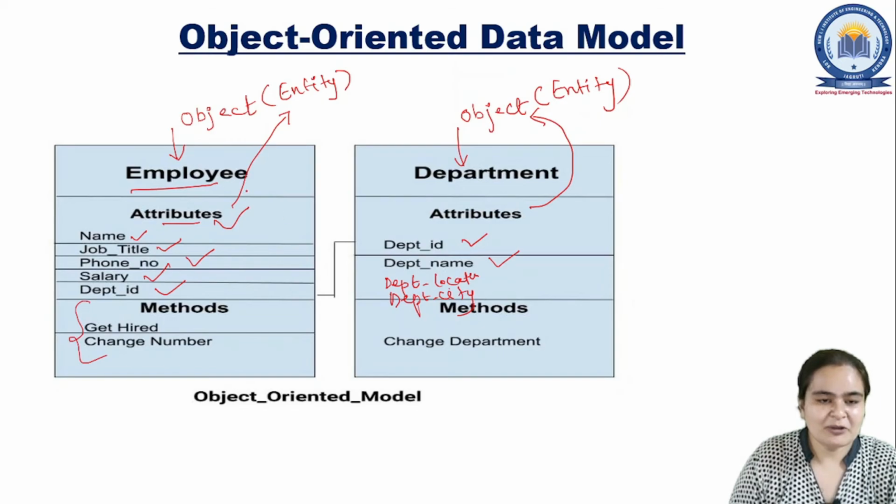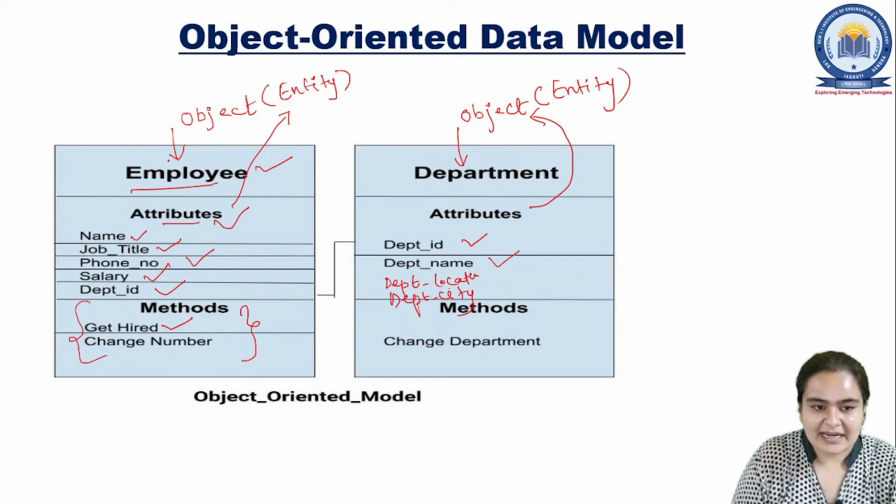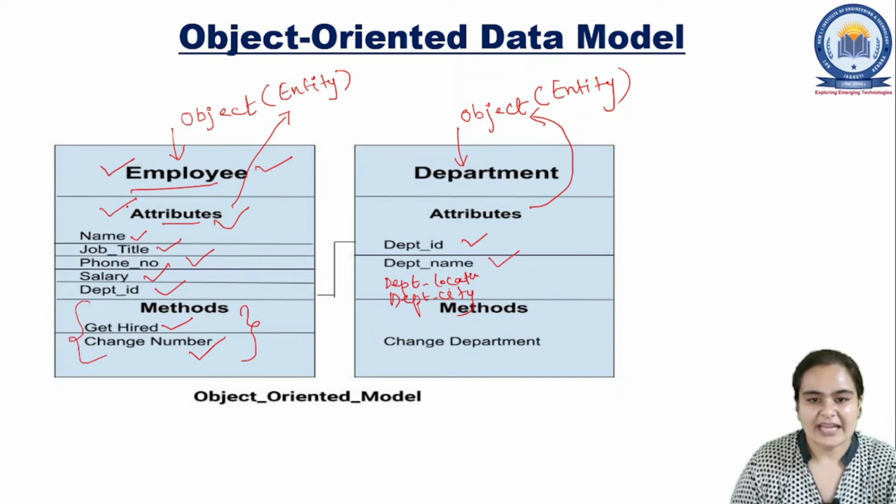Then if we want to manipulate some information about this employee, we can have several methods. Suppose an employee will be hired. This is one of the processes that can happen at the employee's end. If we want to change the number or any detail regarding the employee, all those methods can be listed in this object structure, which comprises the name of the object and its attributes.